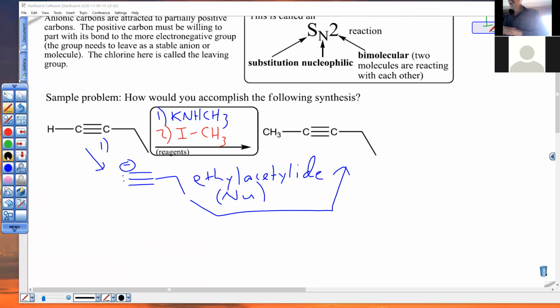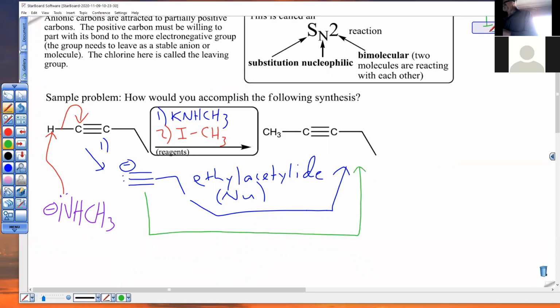We've got NHCH3. Nitrogen has 2 lone pairs. I only need 1 for the acid-base step. Takes the H, you make acetylide with ethyl. It's drawn. And then the second step involves a backside attack on a carbon with a leaving group called CH3I. CH3 with an I. And we have that mechanism up there.